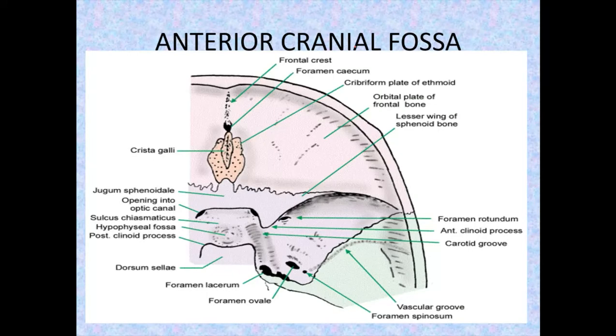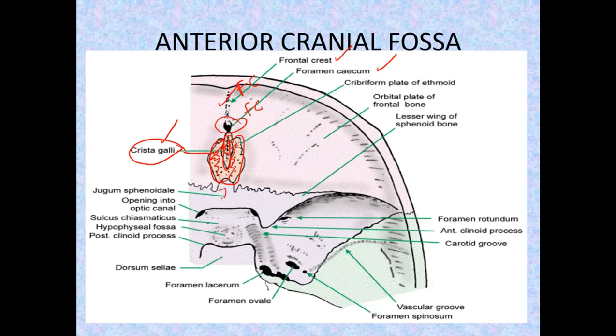Next, you should know the relations of the anterior cranial fossa to these sinuses. This is the frontal crest, and this is the foramen cecum. Two FCs are there. And this is the cribriform plate of the ethmoid, wherein the olfactory nerves pass. This central one is called the crista galli, where the falx cerebri is attached.